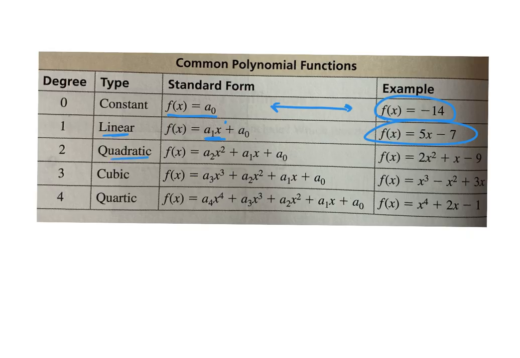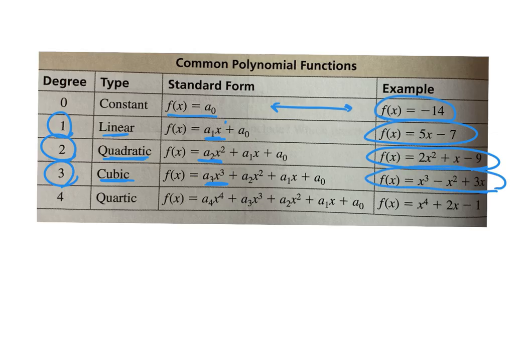Quadratic, we talked about. Quadratic has x squared in it. Looks like that's the example, but quadratic is x squared. So the degree is 2. Again, the degree is the biggest exponent. Cubic has x cubed. The biggest degree is 3.